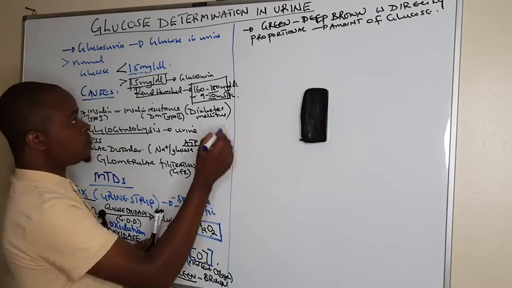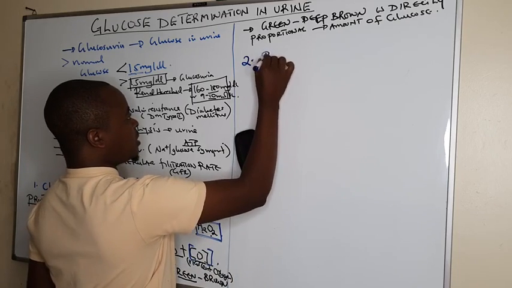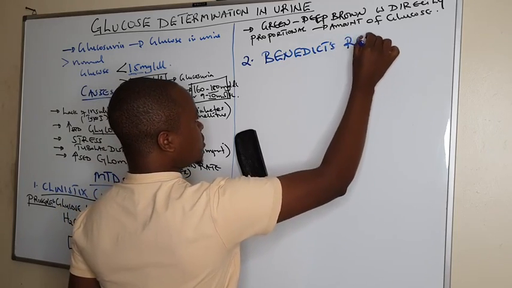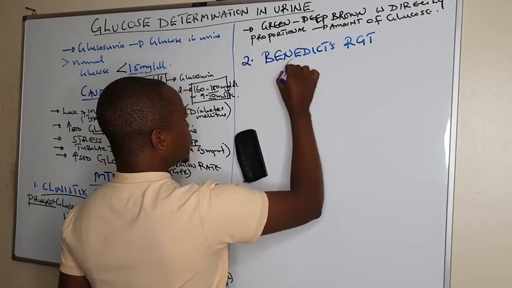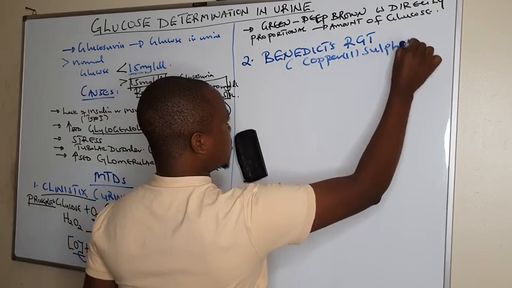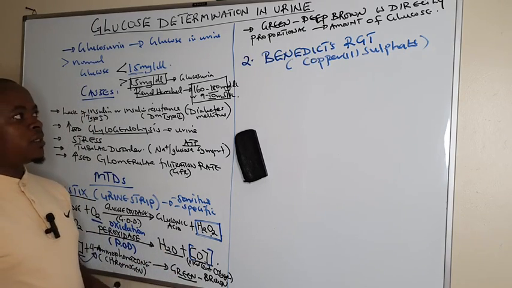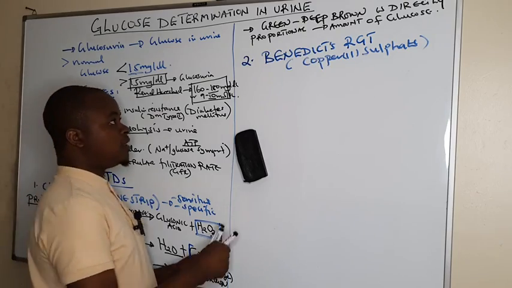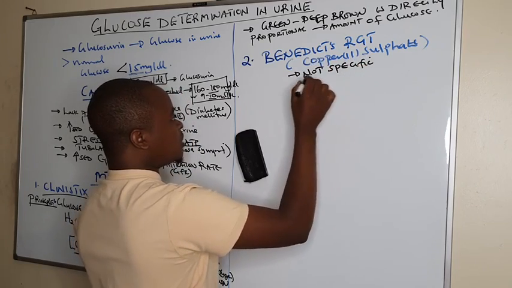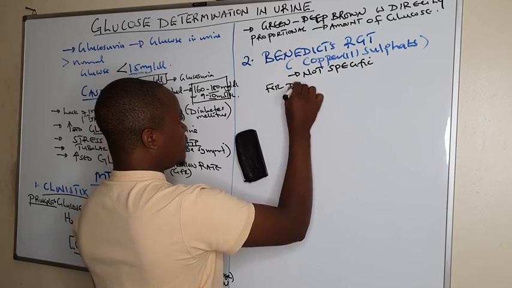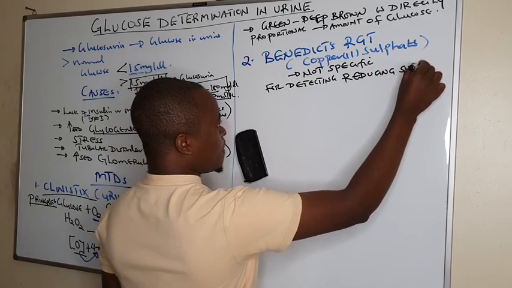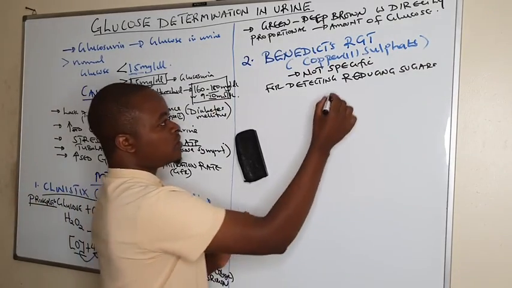The second method we can use is Benedict's reagent or Benedict's solution, whereby the solution in Benedict's is copper 2 sulfate. Compared to Clinistix, this method is not specific. Why? Because it detects reducing sugars. Reducing sugars include glucose.